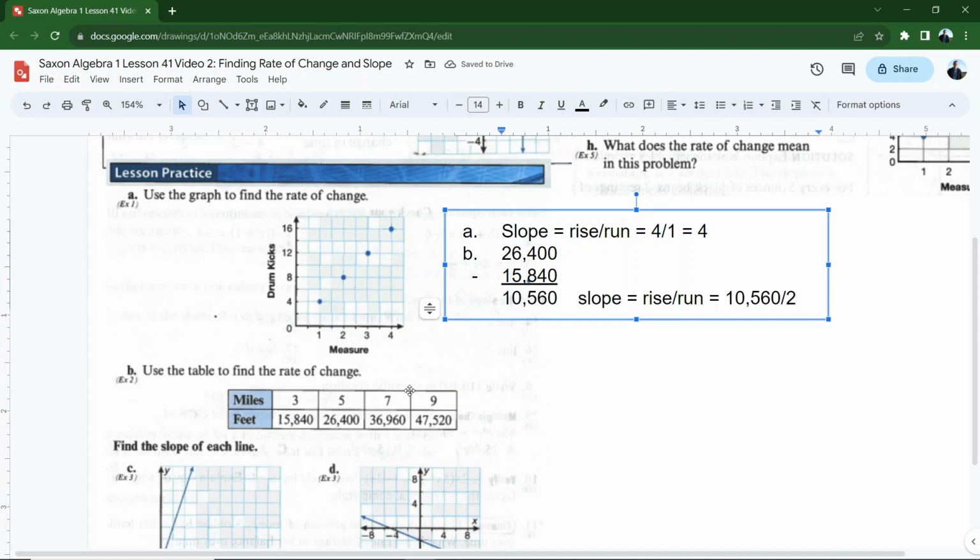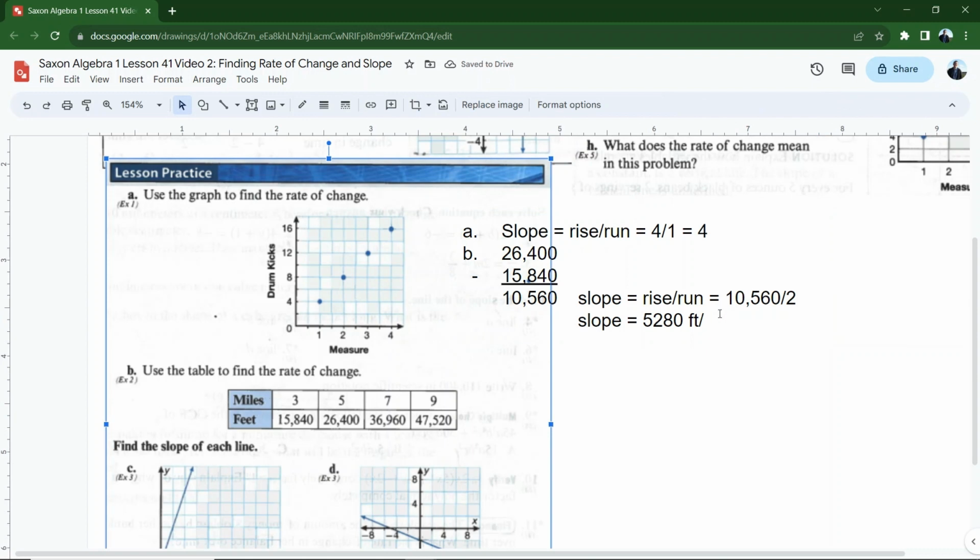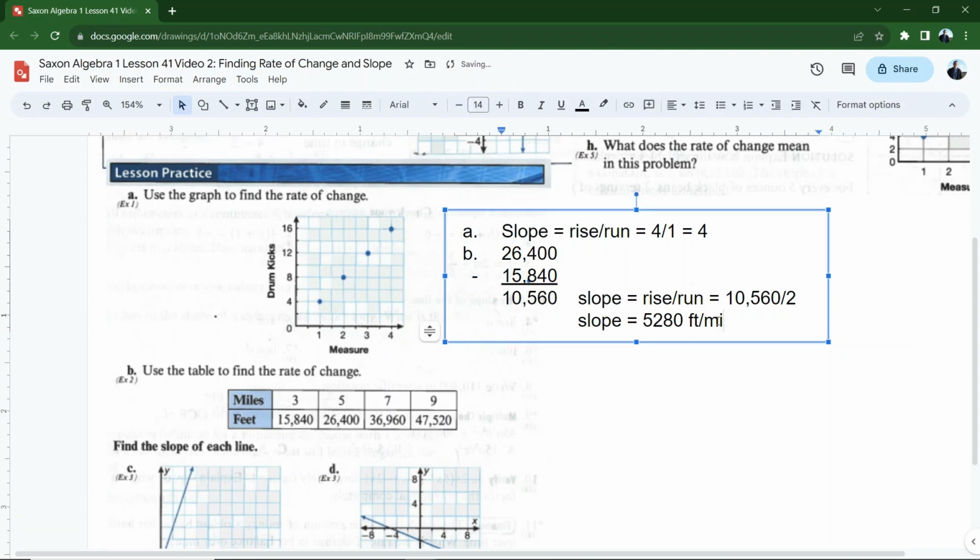So that means that my actual slope is going to be, let's see, what's 10,560 over 2? 5,280. Oh, look at that. So there's 5,280. Hey, what is my rise measured in? My rise is measured in feet, and then my run is measured in miles. So it's going to be 5,280 feet per mile. Does that ring true? Should.